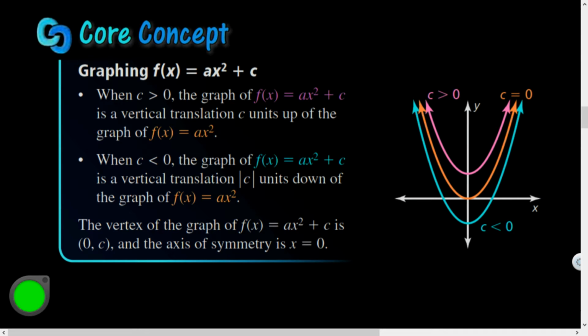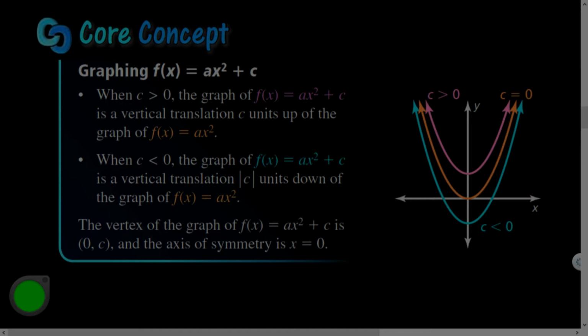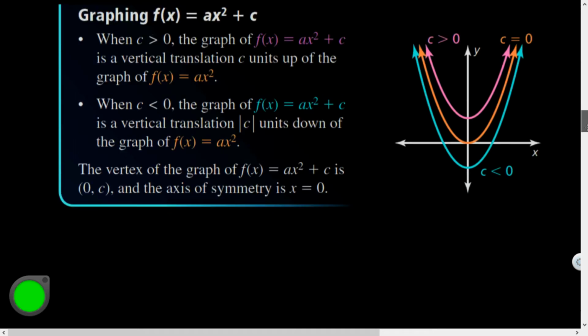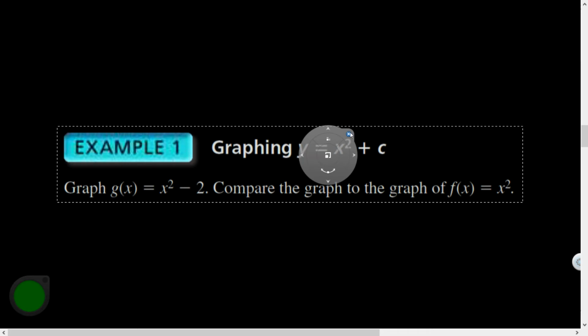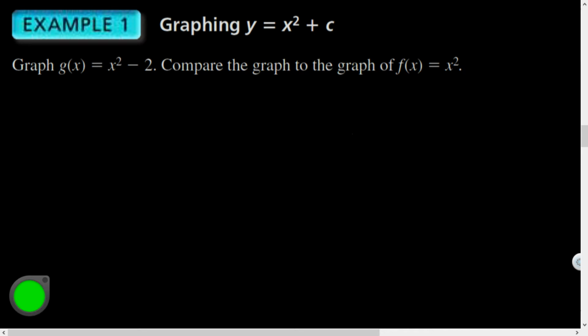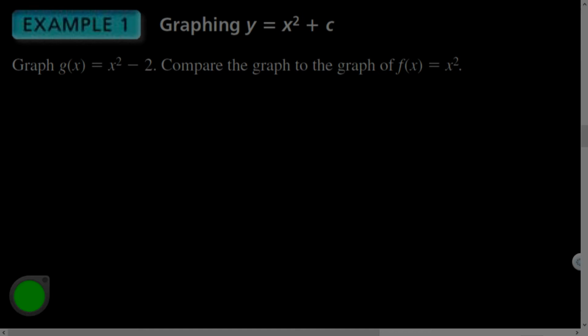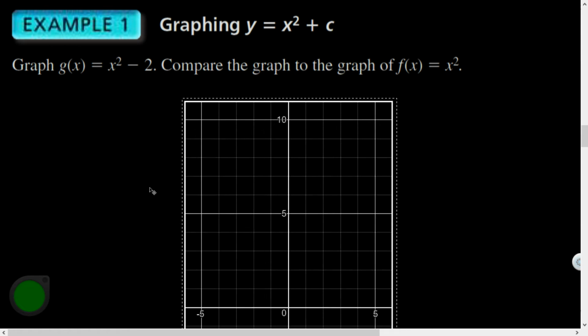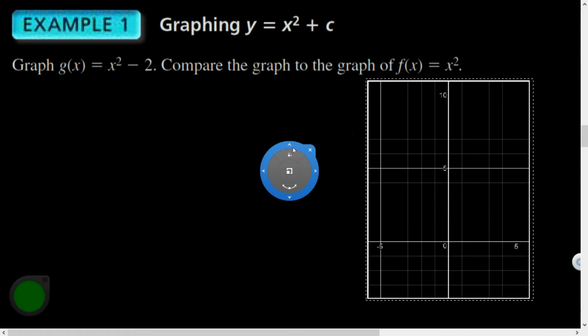So let's actually do our second example. Super confusing. That's how we do it. All right. This is example 1 from 8.2. I might have to zoom out a little bit there. Bam, got it. And you guys already have a graph here for us.